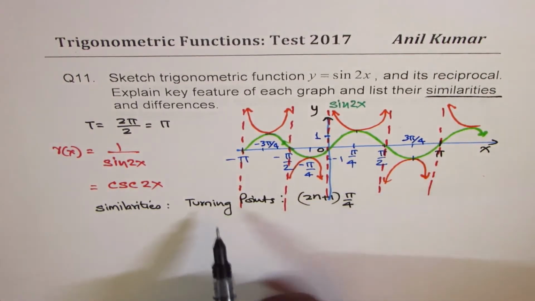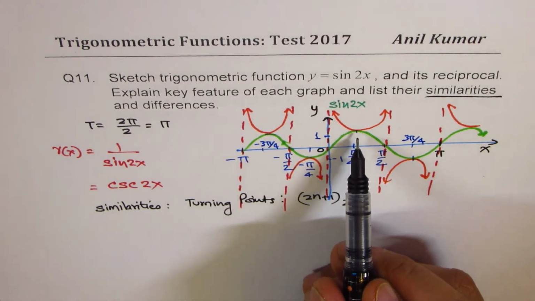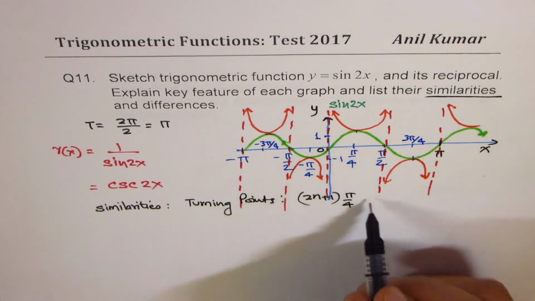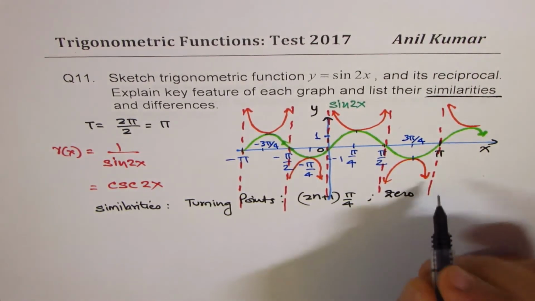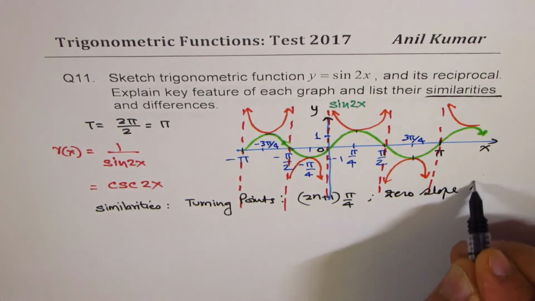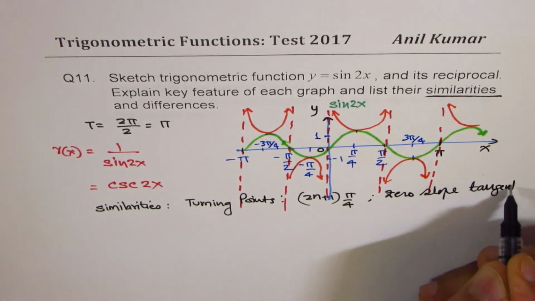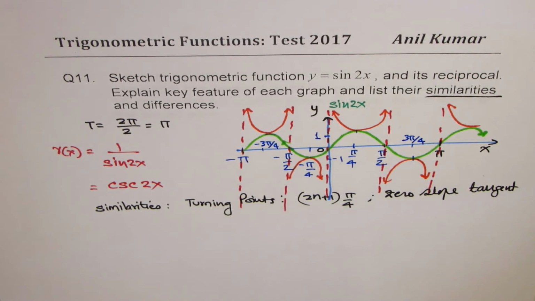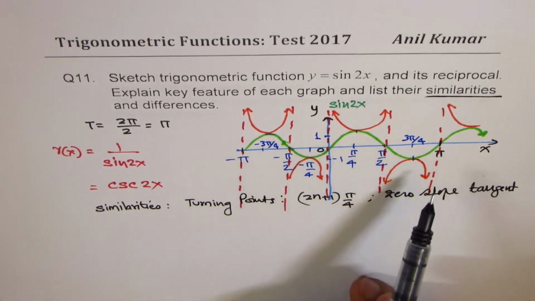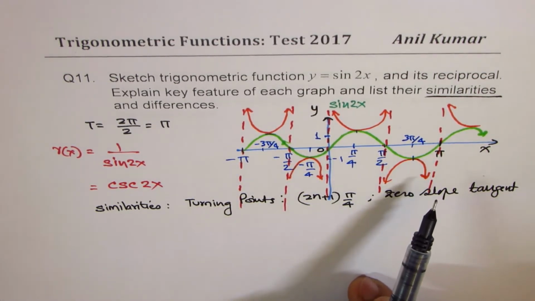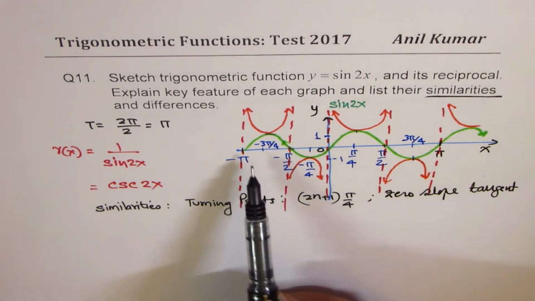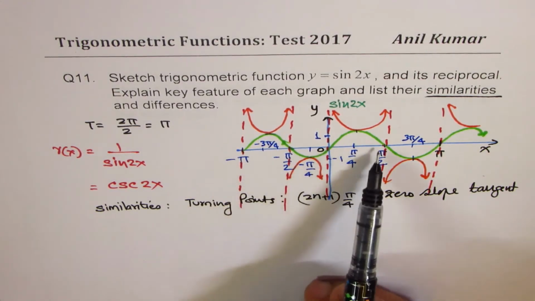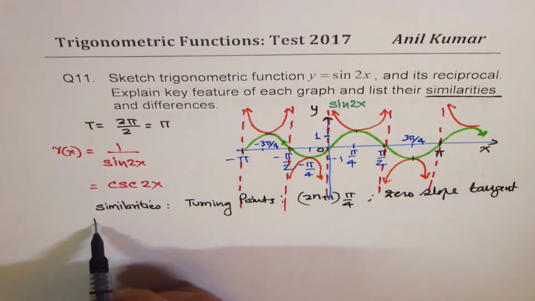The other similarity related to this particular point is that the tangent at these points is 0. So the other is tangent with 0 slope. A 0 slope tangent is common between these points, correct? So these are good similarities to mention. Is it okay? Now when you sketch this graph, you can see the x-intercepts for the differences.